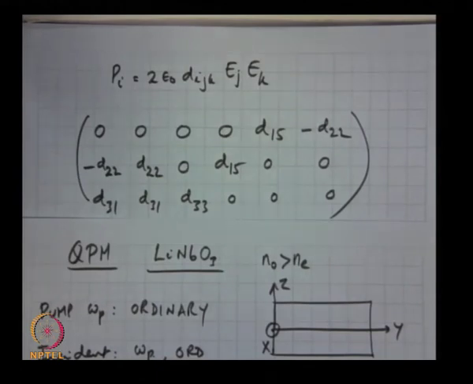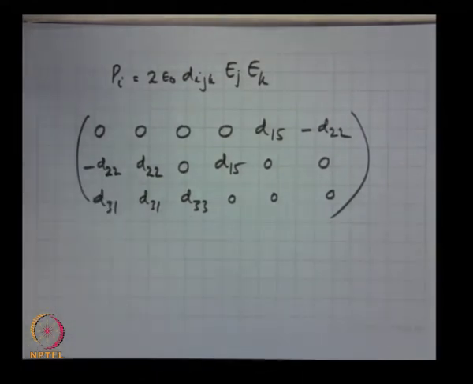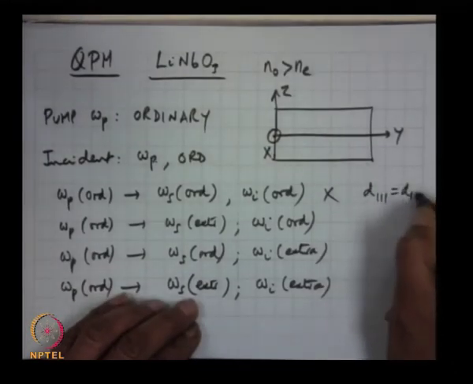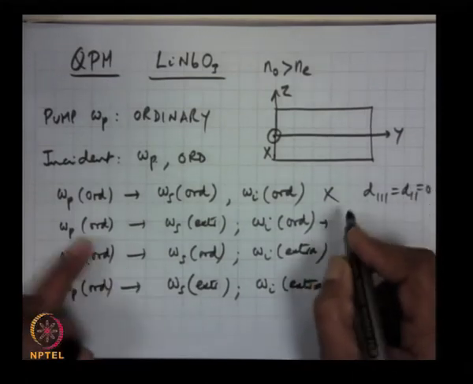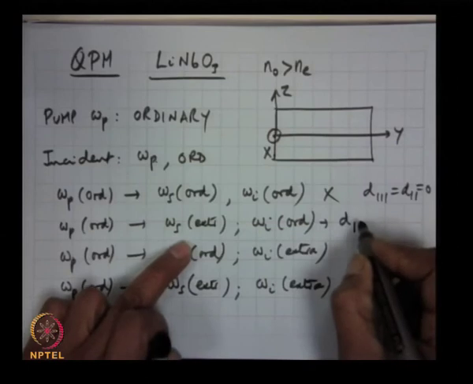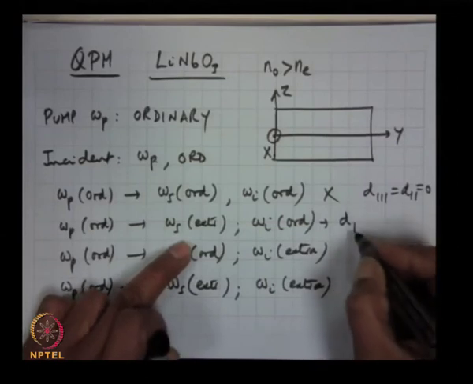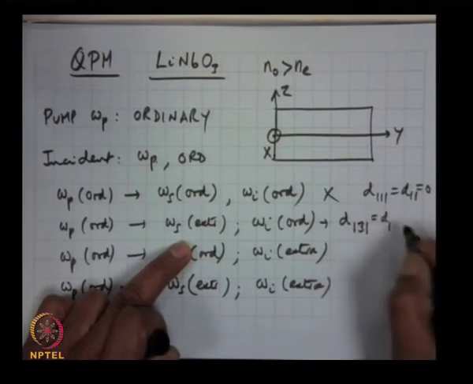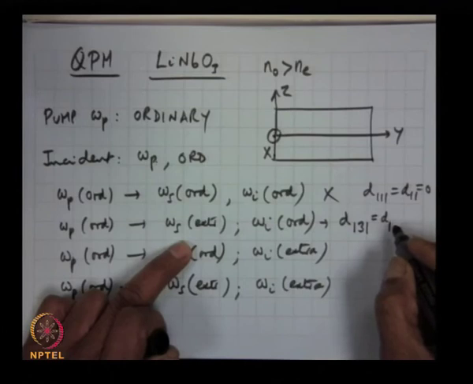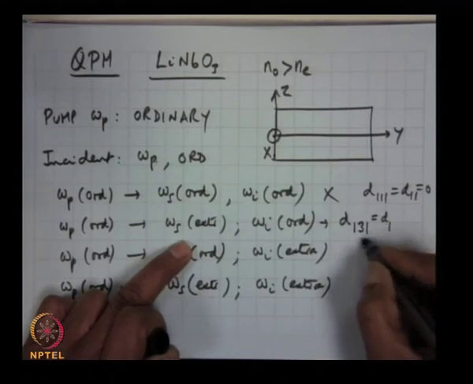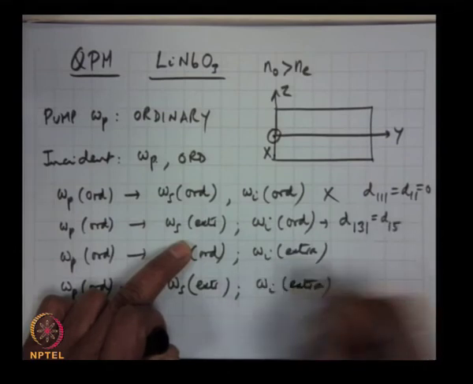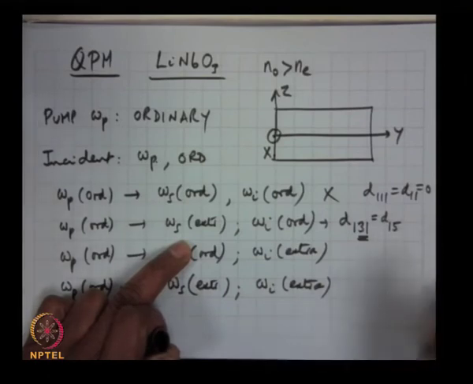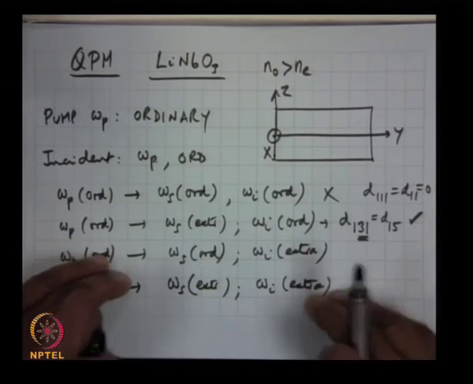So the second one: omega p is ordinary. Let me write this. This requires D111, which is equal to D11, 0. What does this require? This is D1, omega is extraordinary, so 3, 1, which is equal to D1, 1, 3. How much is that? 5. 3 is 3, 3. This contraction is 5, and that is not 0. Okay, D15 is finite.